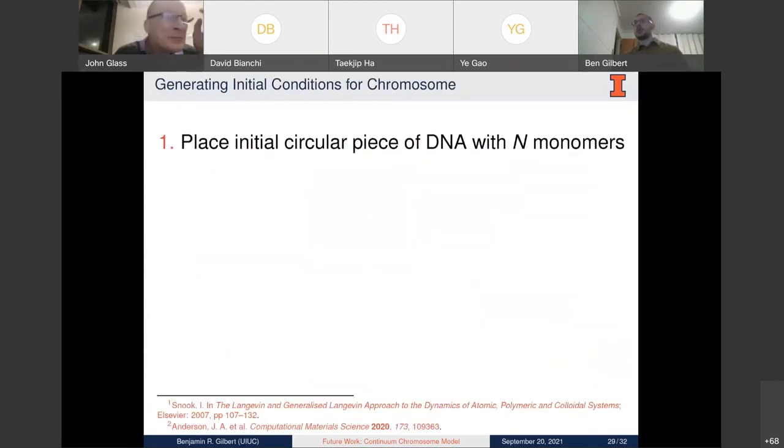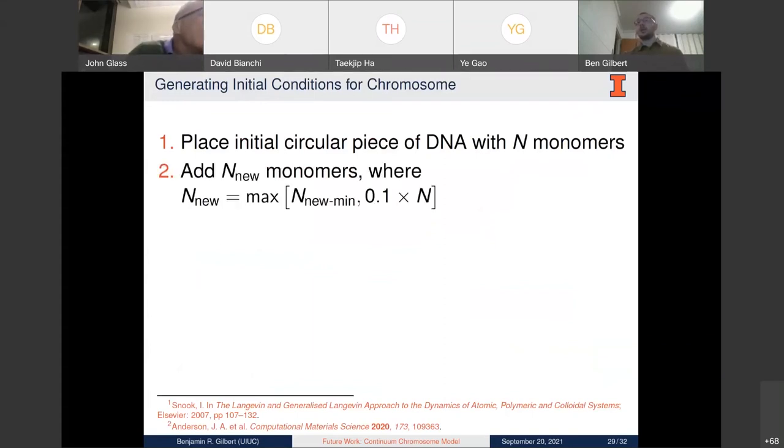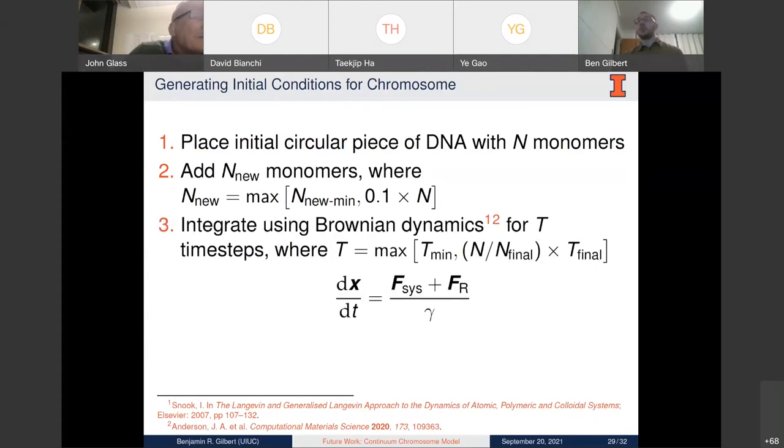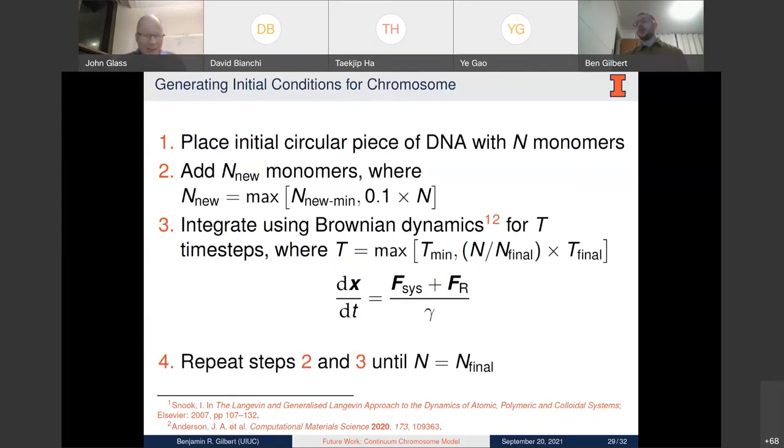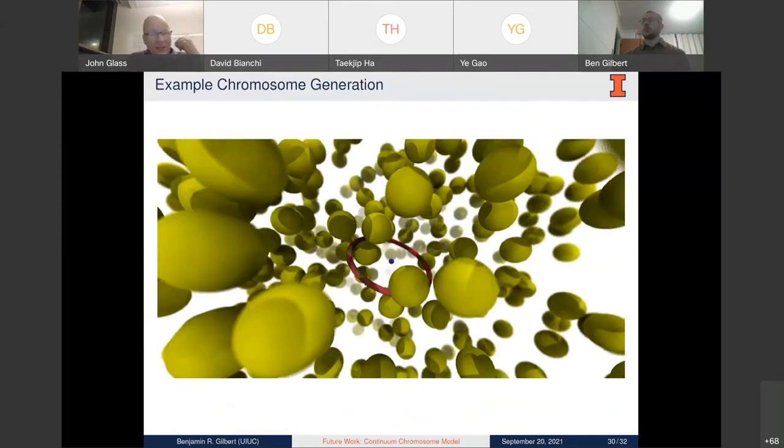And so just to briefly run through the steps in that, we place an initial circular piece, we add in new monomers, we integrate in time using Brownian dynamics for some amount of time steps, and then finally we repeat those steps until we reach the total extent of the chromosome. So here's a quick video showing that.